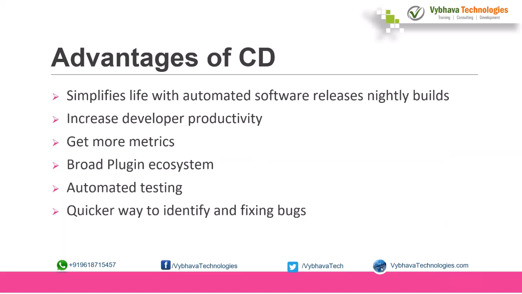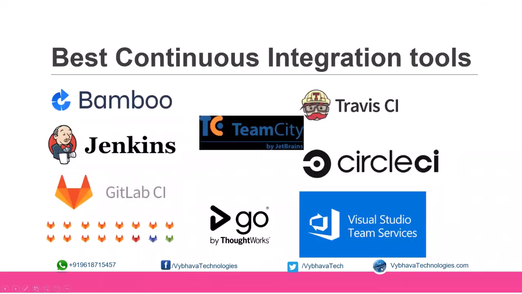That's why I'm teaching this one. Automated testing and quicker bug fixing, everything is very quick if you use CI/CD on Jenkins. Other than Jenkins, who are the competitors? Competitors are Bamboo, Travis, TeamCity, CircleCI, and whatever ends with CI; they are all continuous integration tools. Even Microsoft came with Team Services, which is available in Azure. A lot of tools are in the market, but Jenkins is the best.